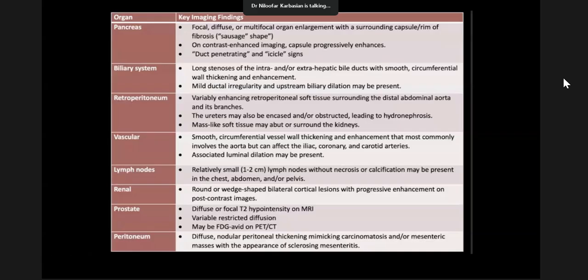They can involve the kidneys. I'll show you examples. They have these classic round or wedge-shaped hypoenhancing lesions that can sometimes be mistaken for even pyelonephritis or renal infarct because they are sometimes wedge-shaped. They can involve the prostate. I'll show you an example as well. The most important differential would be prostate cancer, but if there is multi-site involvement, you should know that they can involve the prostate as well.